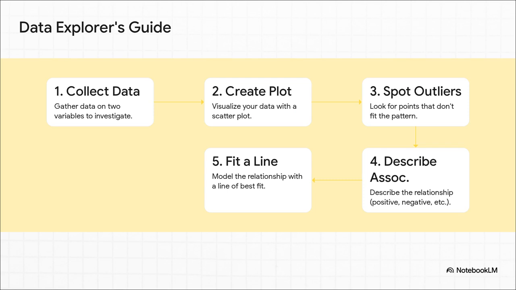So let's just quickly recap our Data Explorer's guide. It's a super useful 5-step process. First, you collect your data. Second, you create a scatter plot to actually see it. Third, you spot any outliers, the ones that don't fit the pattern. Fourth, you describe the association. Is it positive, negative, or maybe nothing at all? And finally, if it makes sense, you fit a line to model that relationship.